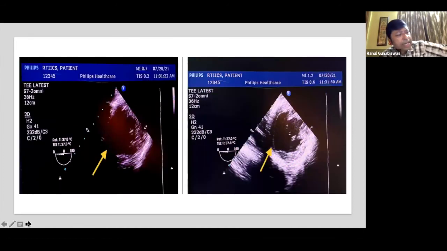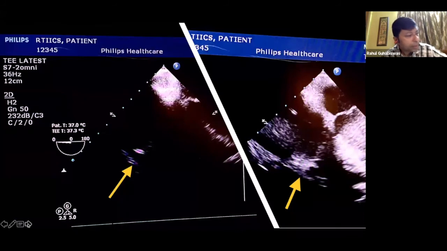This is a transgastric mid-papillary short axis view. In the left-hand frame, the septal wall is poorly defined. Here we are using a lateral gain control. And now after applying that, on the right-hand side, you can see that both walls are now adequately visualized.